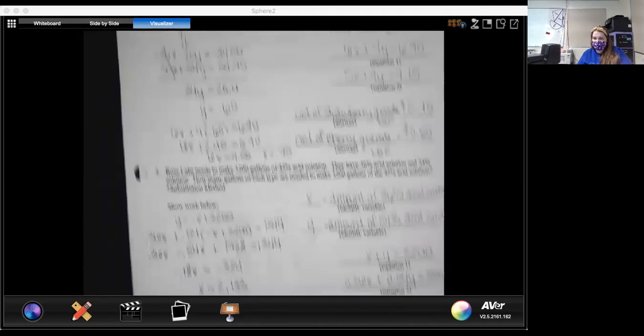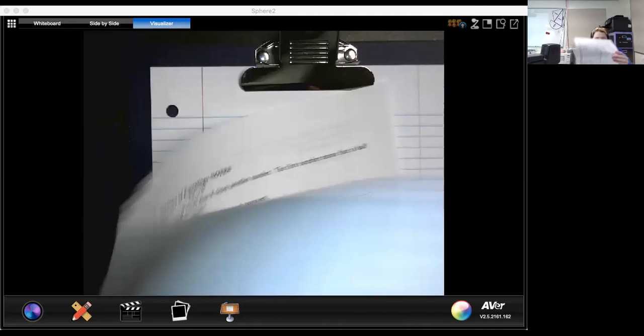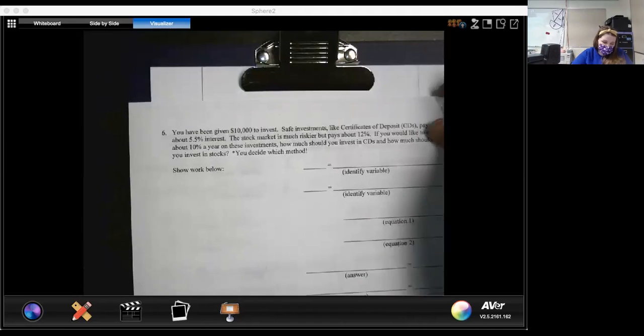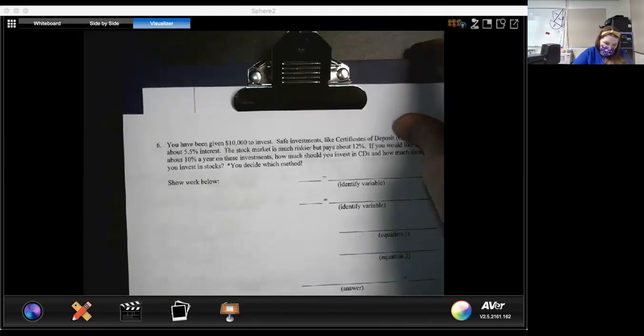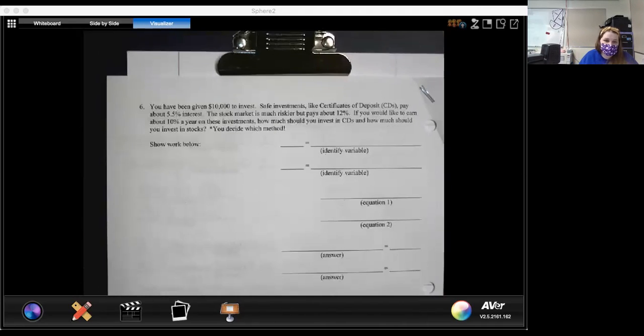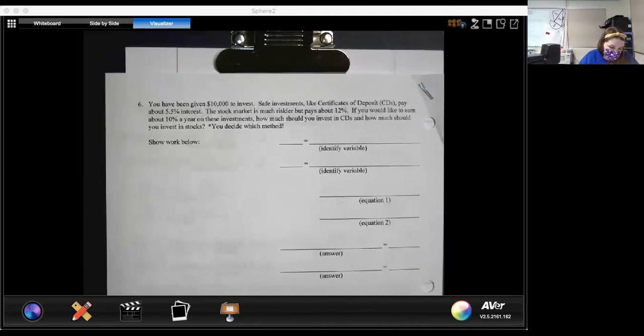All right, last one, number 6. All right, you have been given $10,000 to invest. Safe investments like certificates of deposits, which are normally shortened to CDs, pay about 5.5% interest. The stock market is much riskier, but pays about 12%. If you would like to earn about 10% a year on these investments, how much should you invest in CDs and how much should you invest in stocks? You may decide the method, okay?